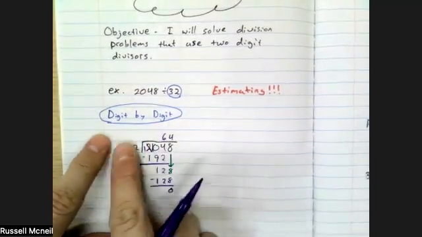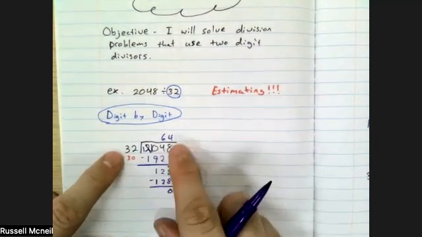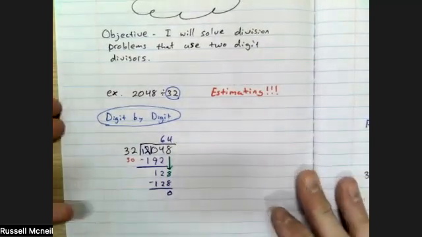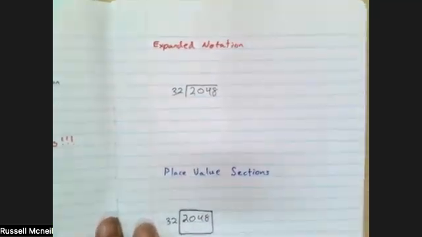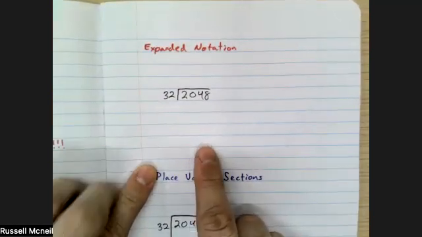Now, take a snapshot of this. Remember it. You're going to be going back to it. We're going to need some of the step-by-steps for the next version. Next up, we're doing expanded notation. Same problem. We're going to set it up with the box.